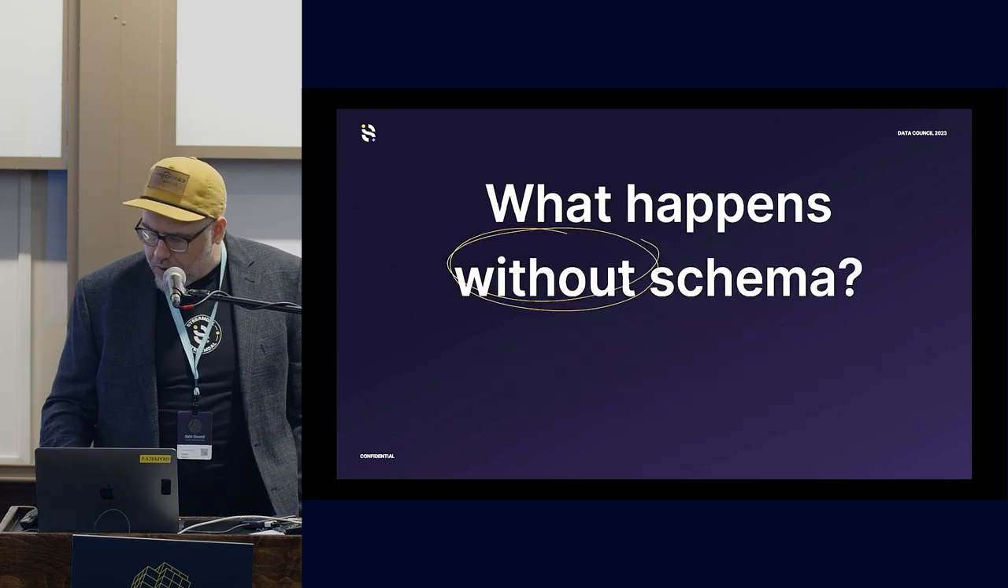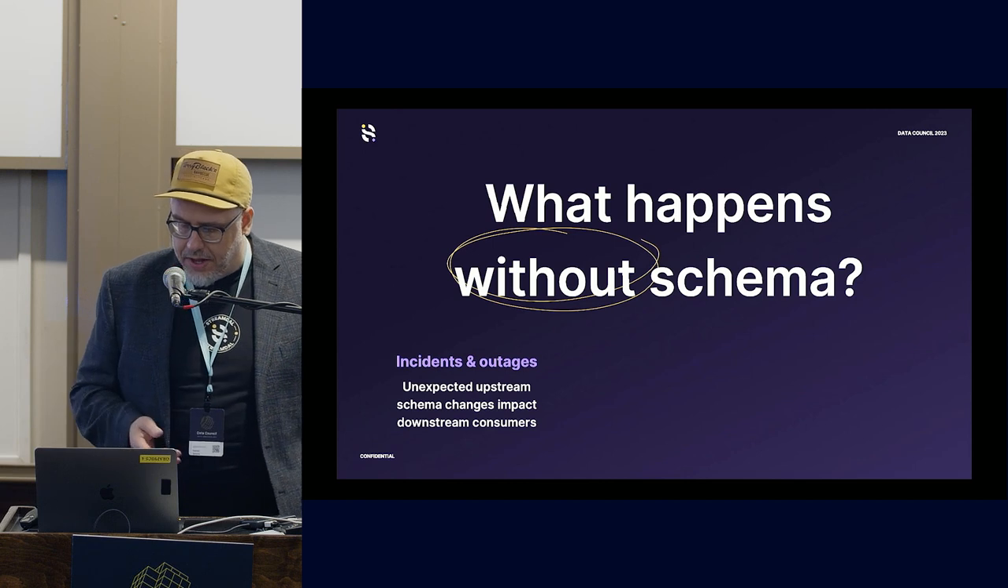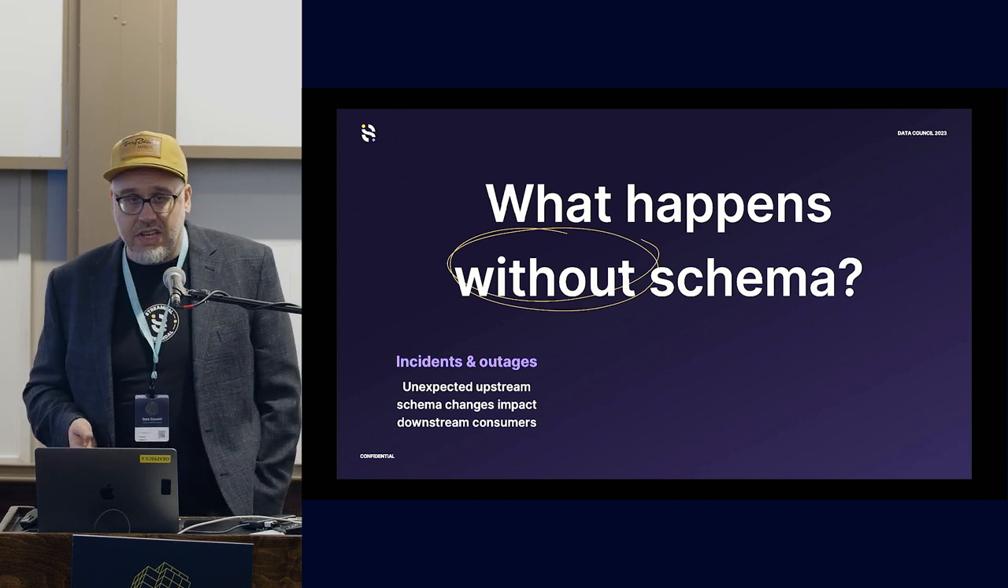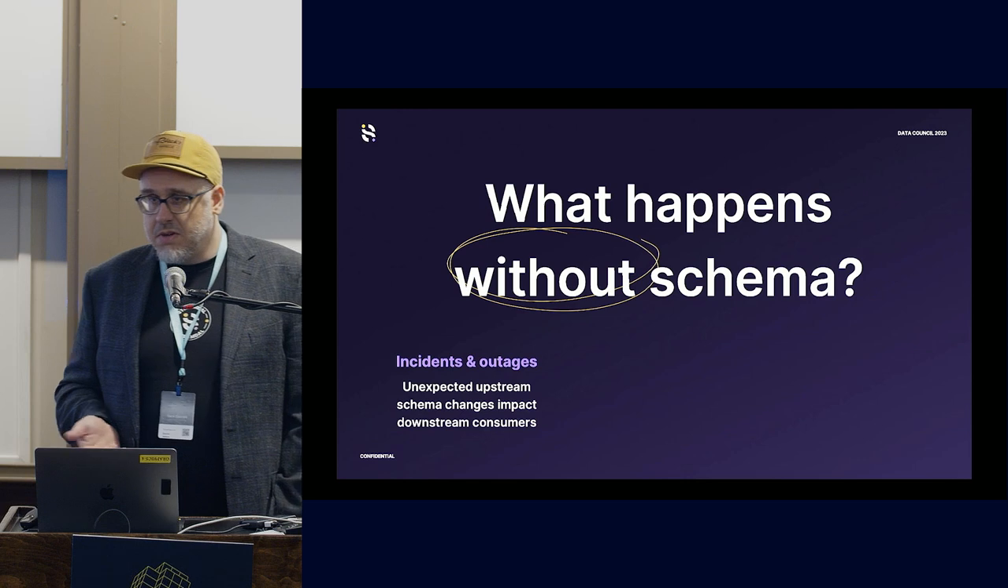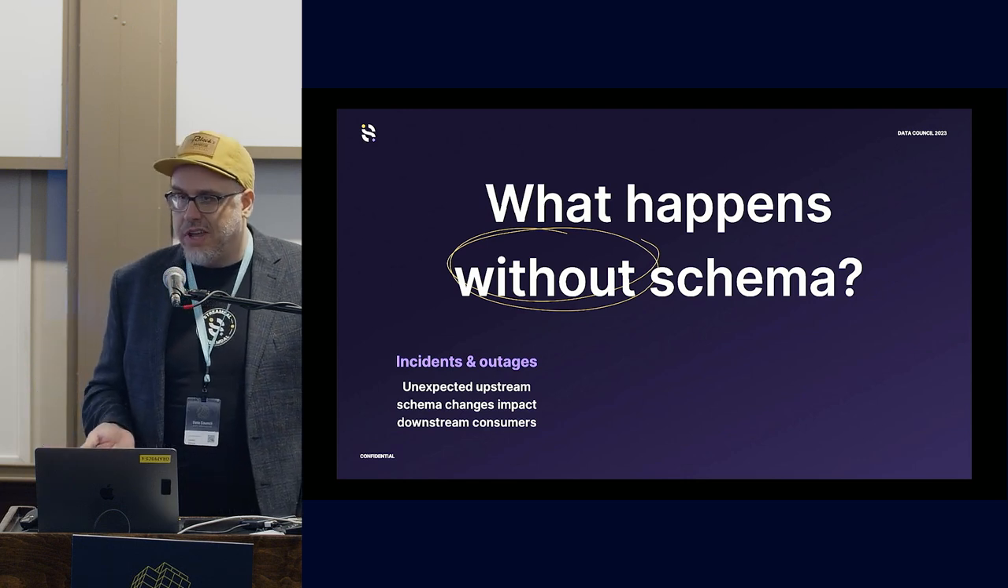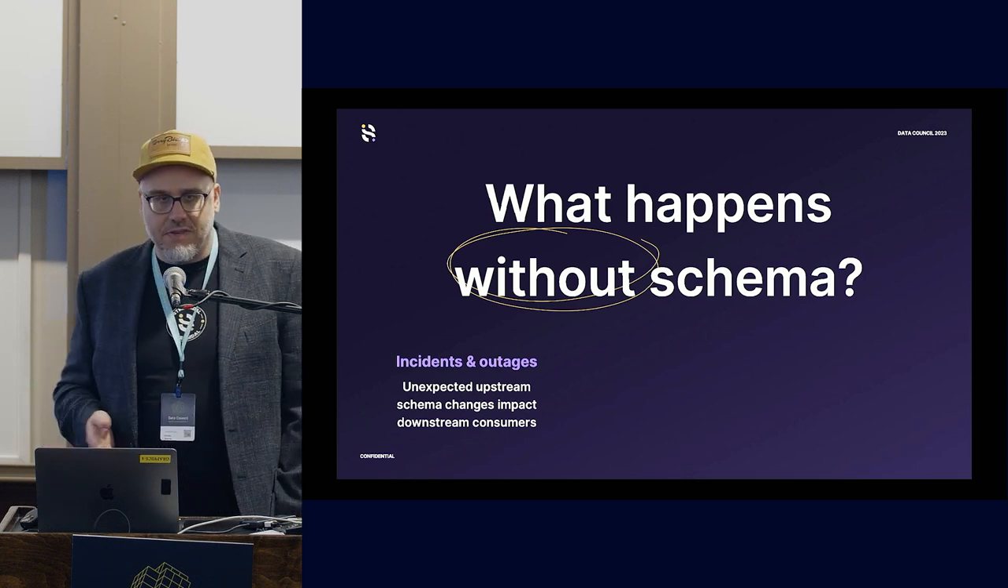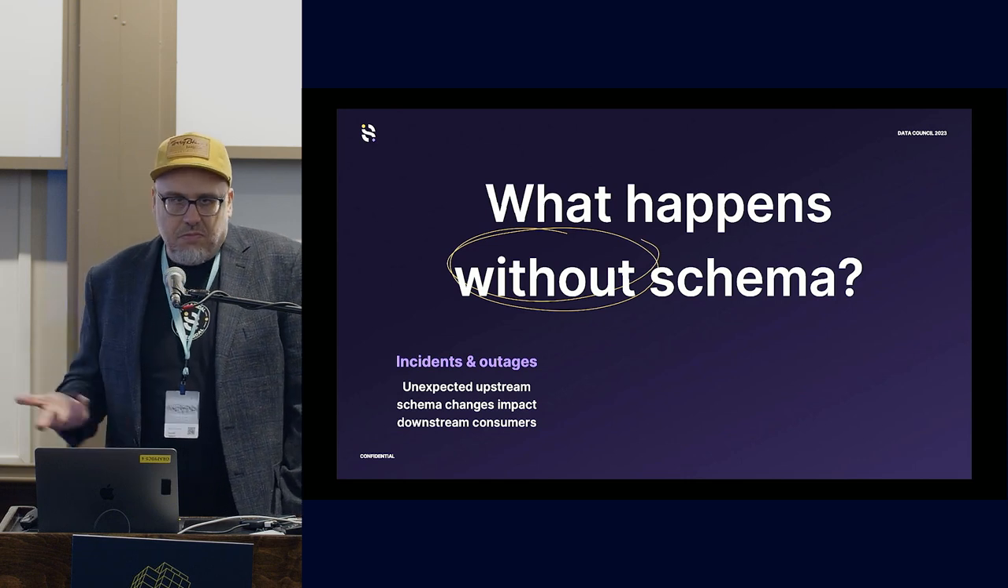So what happens without a schema? Well, the most obvious one is that there are going to be incidents and outages. When there's no schema, nobody knows what happened upstream, and downstream gets affected. Pretty sensible thing.